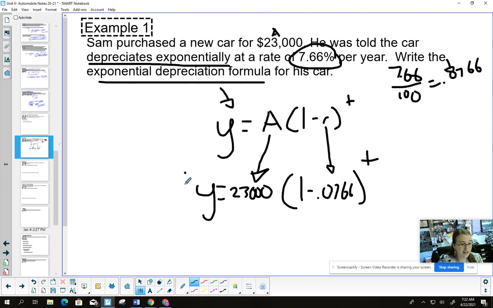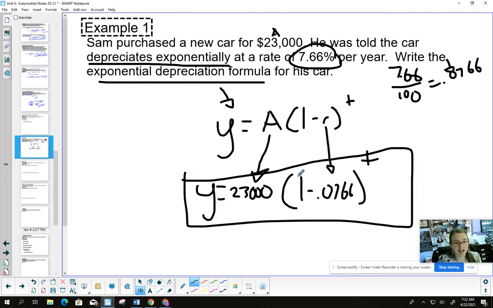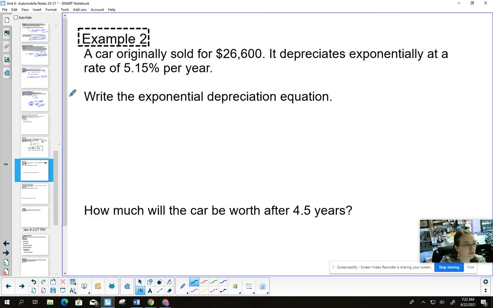And that's actually it. You can leave it like that. Yes, we could do 1 minus 0.0766, but you can actually leave it like this. That's how I'm going to write it. And that's the formula. We could then use this formula to predict, after a certain number of years, how much the car could be worth by plugging into t. Again, that's the point of this, is making predictions for the future for how much your car might actually be worth. So let's go ahead and try it again, actually right here.